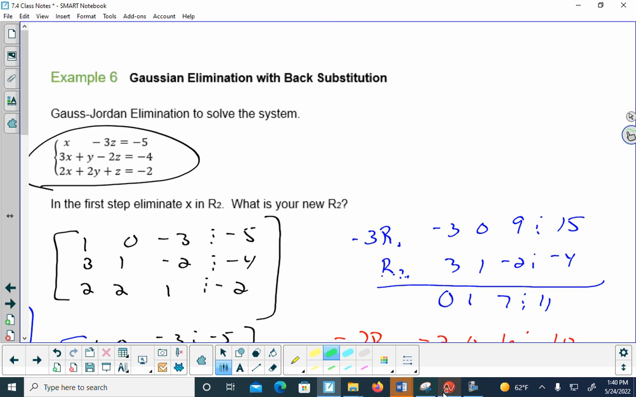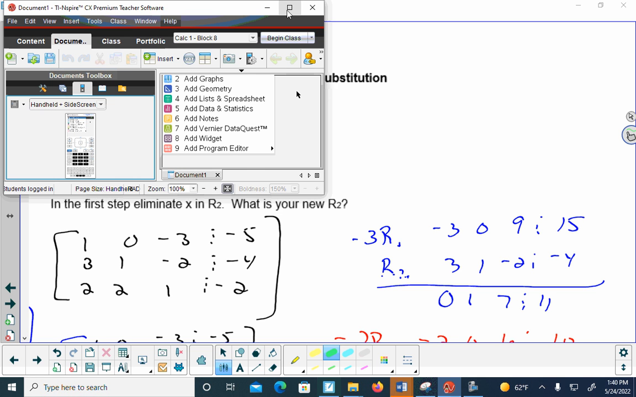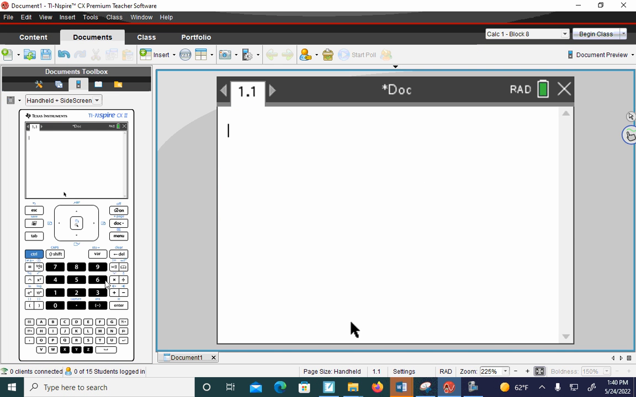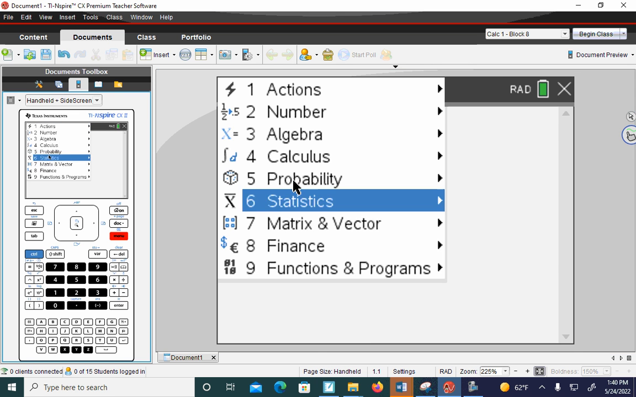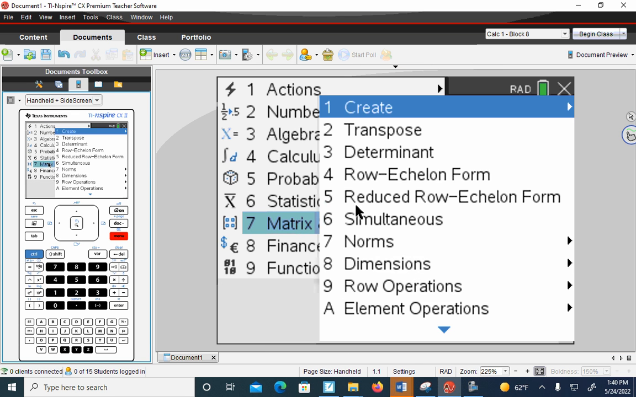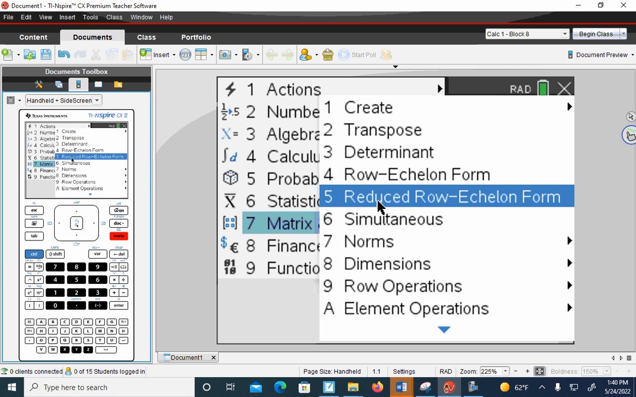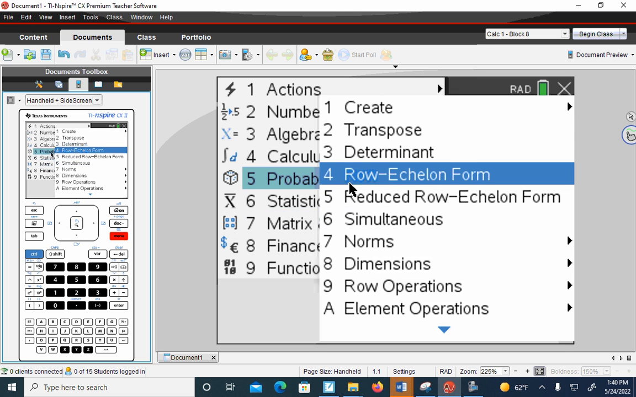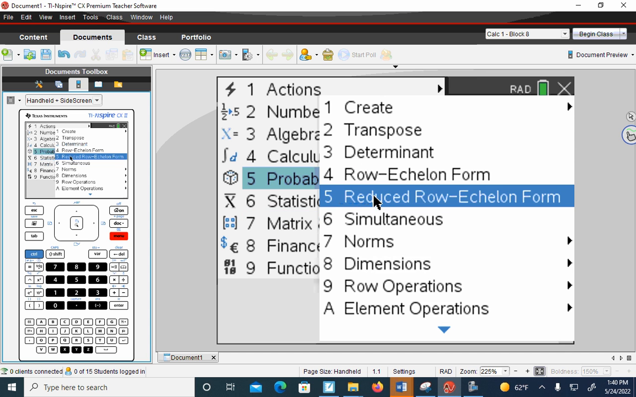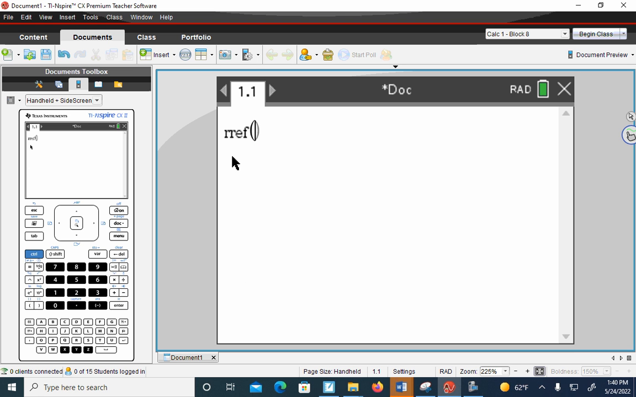So pulling out my calculator, I am going to add a calculator page. I am going to hit menu, matrix vector, and then I'm going to do number 5, which says reduced row echelon form. Not 4, row echelon form will not help me at all. So I'm going to do 5, reduced row echelon form. And it gives me this symbol RREF, reduced row echelon form. That's what that stands for.